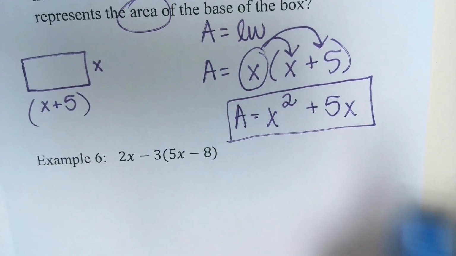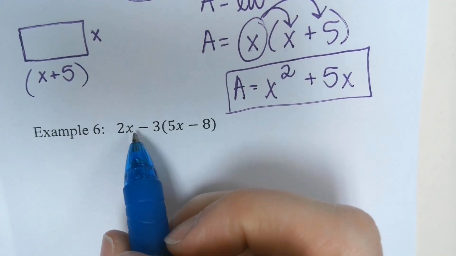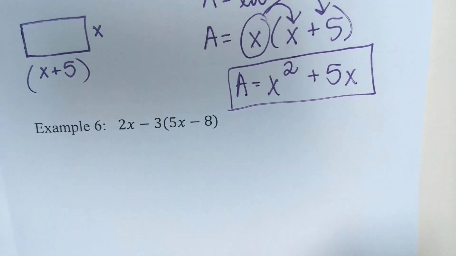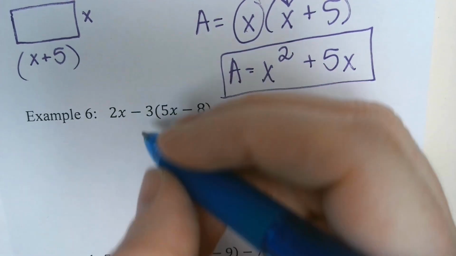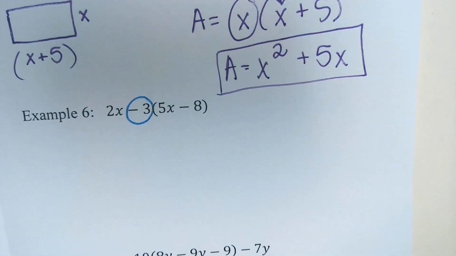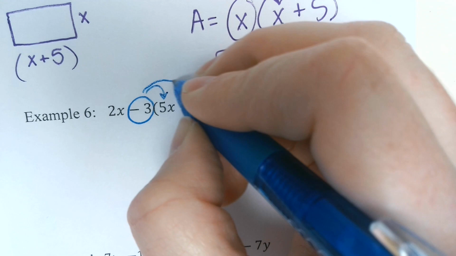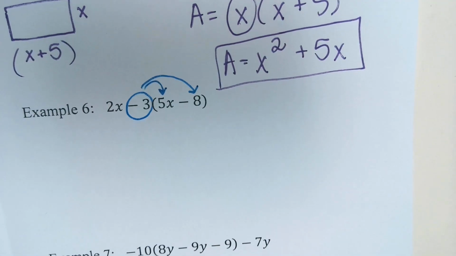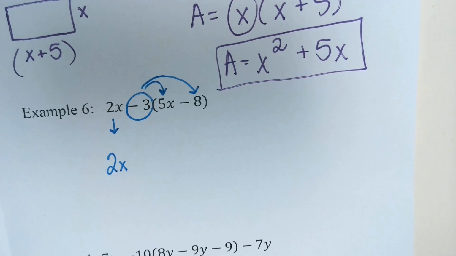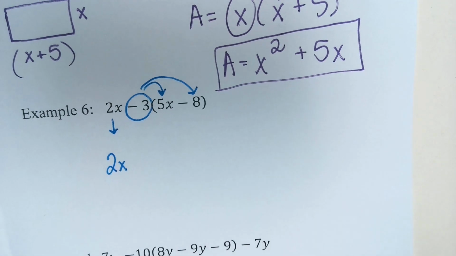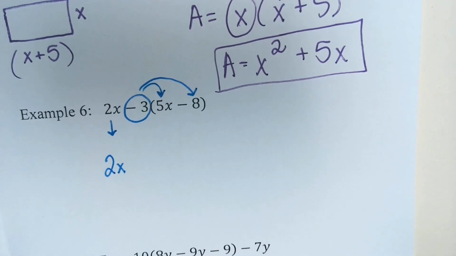All right, let's go to example 6. 2x minus 3 parentheses 5x minus 8. What are we needing to distribute? Negative 3 only, because it's in front. Only that. I am going to carry down the 2x though. Just carry it down because the 2x can't be combined with anything right now, so we're just going to leave it. Now go ahead and distribute. Negative 3. There we go.